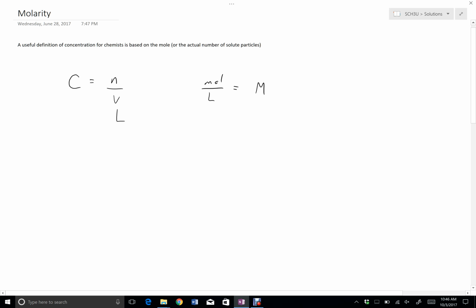So it should be noted in this equation that this volume needs to be in liters.